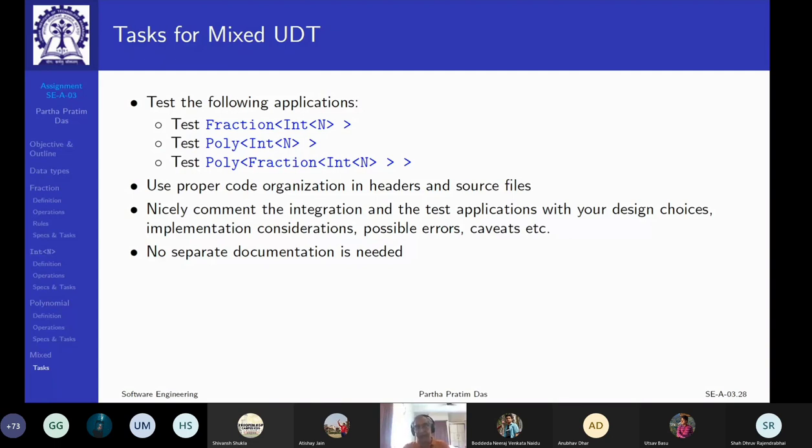When you have written the fraction class, you have made several assumptions tacitly about the type parameter T. So your IntN type created must satisfy those requirements. For example, if IntN does not have a multiplication, then fraction of IntN cannot compile, because fraction of IntN will need to do GCD, even if you forget about the multiplication of fraction, it has to do GCD to be able to define a fraction. So IntN must have that properly done. And if all these are proper, then this test will run very nicely.